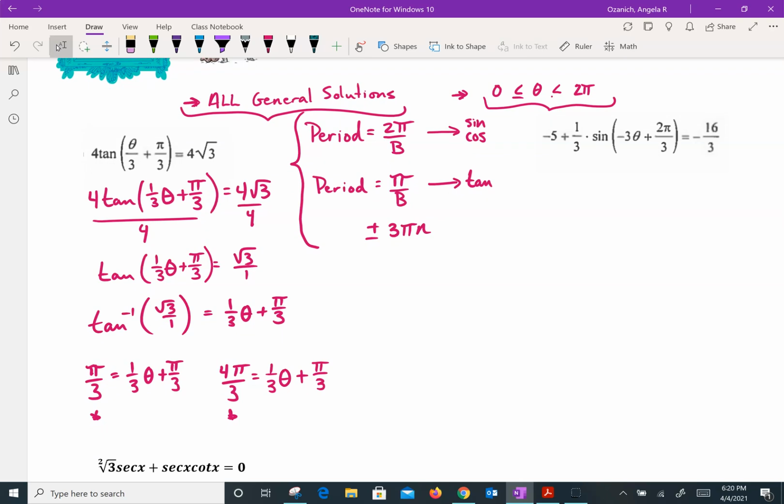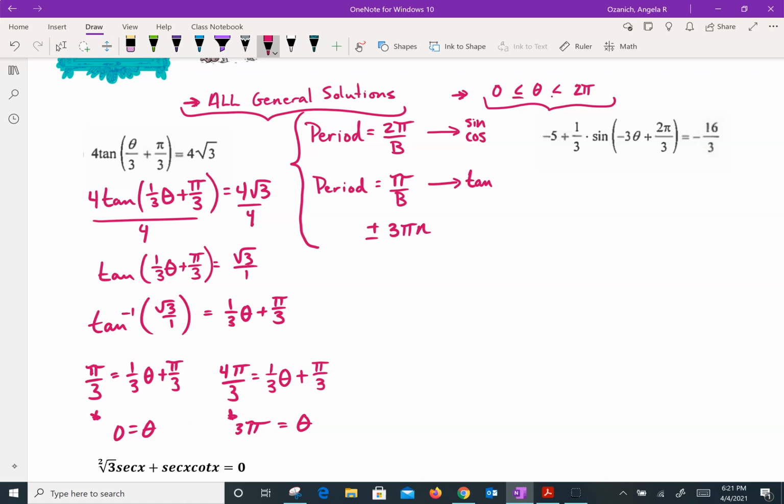So we're going to subtract pi over 3 from both sides and multiply by 3. On this side we get 0 is equal to theta. Over here, if we subtract pi over 3, we get 3 pi over 3. And if we multiply that by 3, we just get 3 pi is equal to theta. If you need to do a little more algebra in between, just remember what you're doing is subtracting pi over 3 and then multiplying by 3 to clear the fraction.